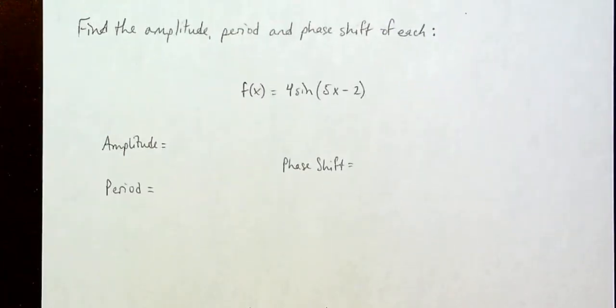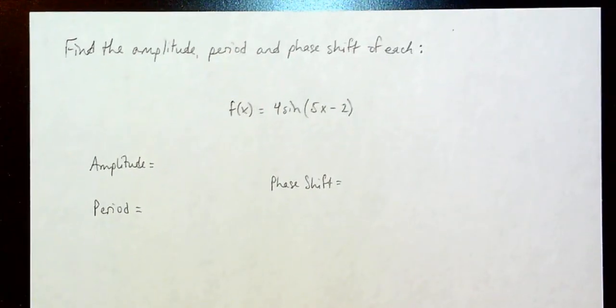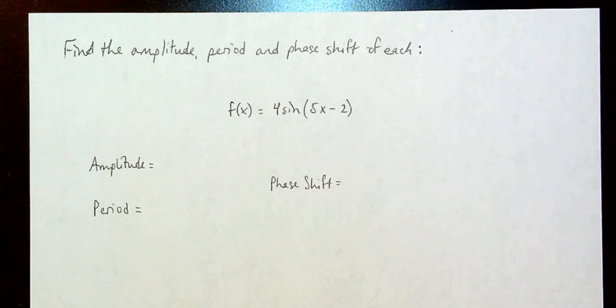So let's do some sample problems identifying those three things. So I have 3 such functions here. For each of these, we are going to identify the amplitude, the period, and the phase shift. So first one here, f of x is 4 times the sine of the quantity 5x minus 2.